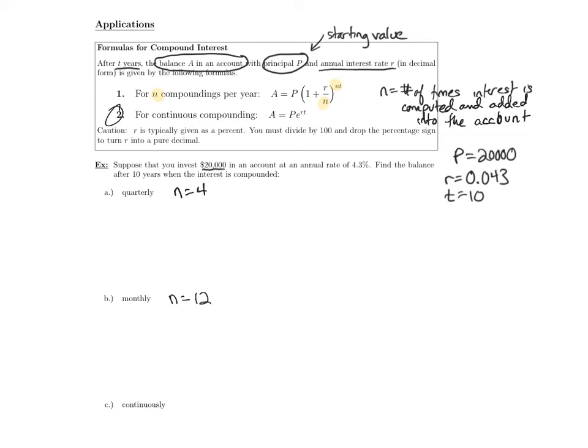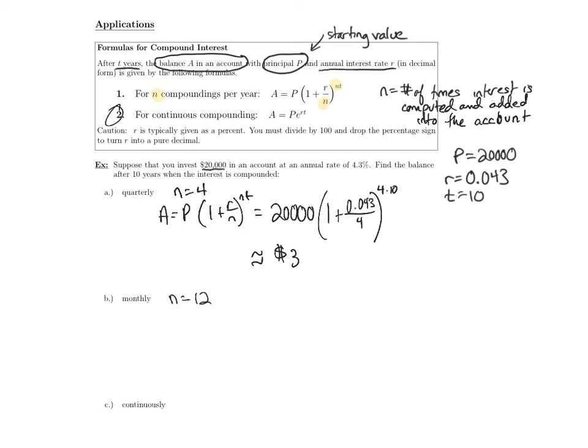For A and B, we're going to use the formula A equals P times 1 plus R over N to the NT, which for quarterly is going to be 20,000 times 1 plus 0.043 over 4 to the 4 times 10. And that leads to approximately $30,674.68.